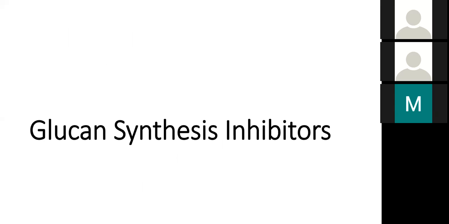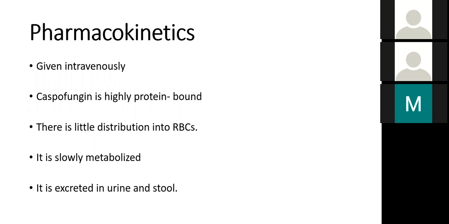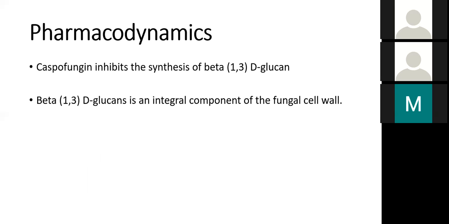So the glucan synthesis inhibitors. The prototype here is caspofungin, which is a new class of agents. And its major use is in a patient who hasn't responded to other systemic antifungal therapies like amphotericin B or itraconazole. So it is not used as a first-line drug. It is given intravenously. It is highly protein bound. There's little distribution into the red blood cells. It is slowly metabolized and it's excreted in the urine and the stool.